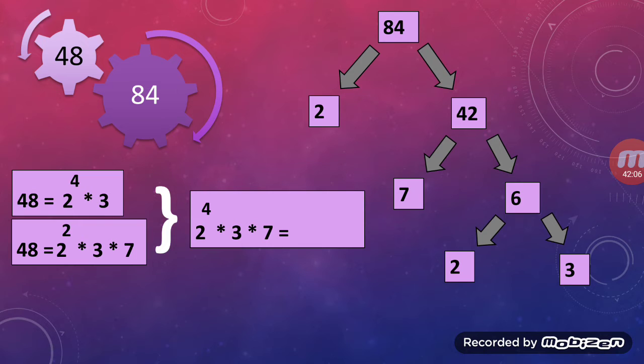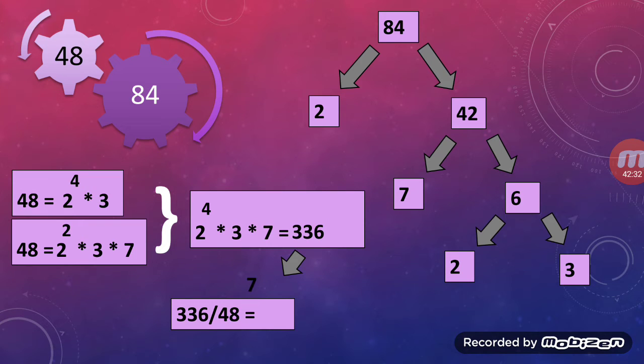And then the next step is going to be to write out the full answer of 2 to the 4th times 3 times 7. So 2 times 2 times 2 times 2 times 3 times 7 equals 336. And then the final step will be to take that final number, we're going to divide it by the number of teeth in the smaller gear, and finally that number will be 7. So these gears have to make 7 rotations before the same teeth that are touching currently will touch again.